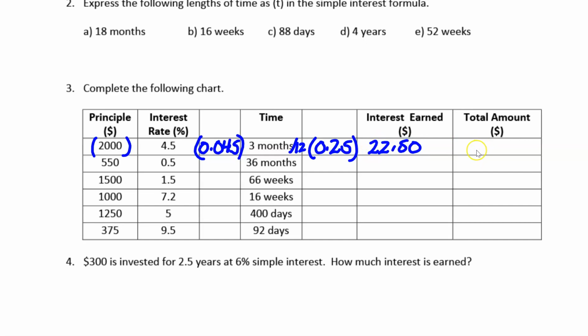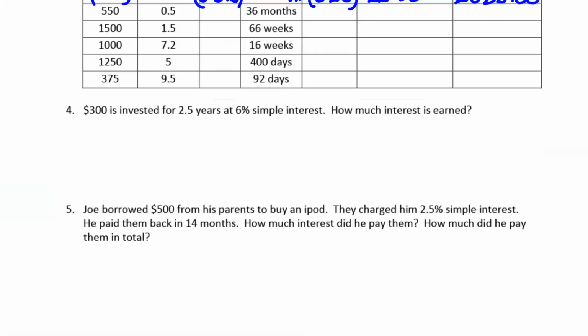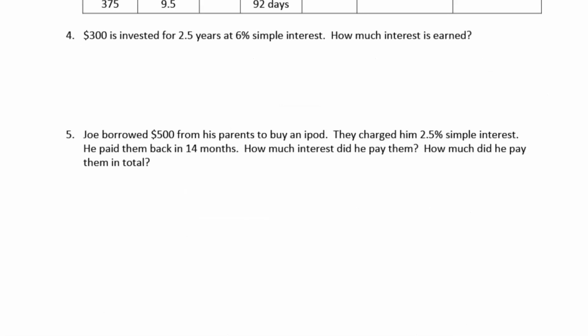And then your total amount, you are going to add the interest plus the principal. And then there's a few questions at the bottom as well. I will put up the answers to these questions, but in the meantime, good luck.